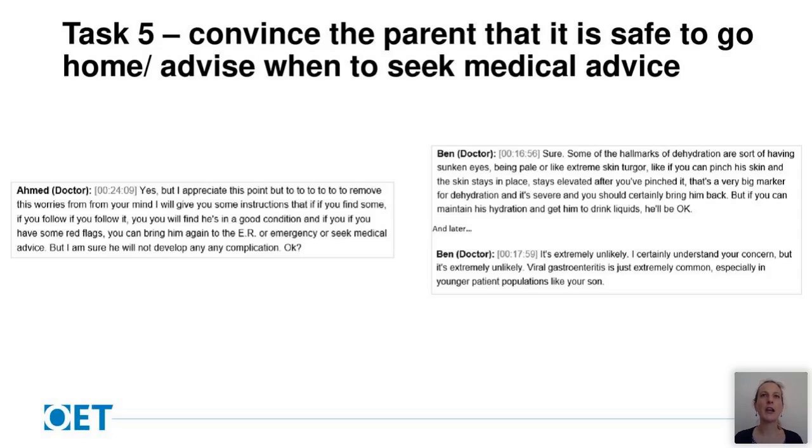So have a look. I'm going to show you 4 examples of the candidates completing task 5. And this time I want you to say left or right. Do you think the left example is more effective or the right example? And again, if you feel brave to do so, let me know why you think that would be true.